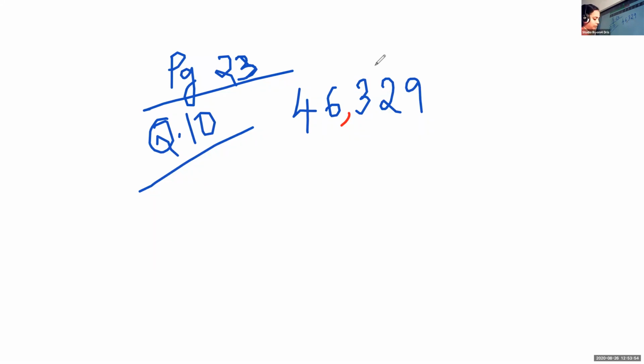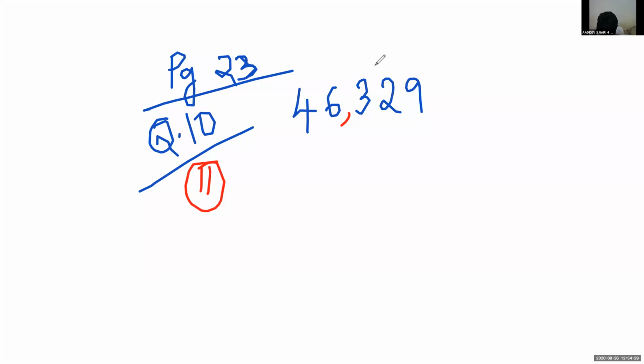Aditya, read question number 11. Which of the following is the smallest? All the numbers are 5 digits. 70,266. 76,260. 70,662. 72,600. First, the 10,000 place. All the digits are the same, 7. So what you have to do?